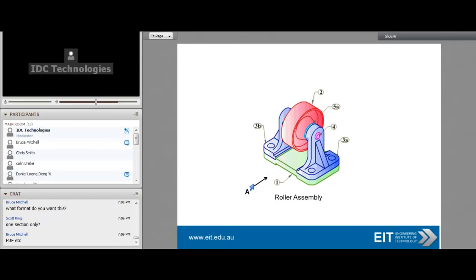So you've got one section, cut all the way through there, but don't forget, it's one drawing, but it's going to show different components sectionalized, isn't it? And that's the only hint I'm going to give you on this. The rest you're going to have to think through. So it'll be one drawing showing a sectionalized view of this roller assembly. I'm just the lecturer. Assignments will be given to you by EIT, and you'll find them normally on Moodle.